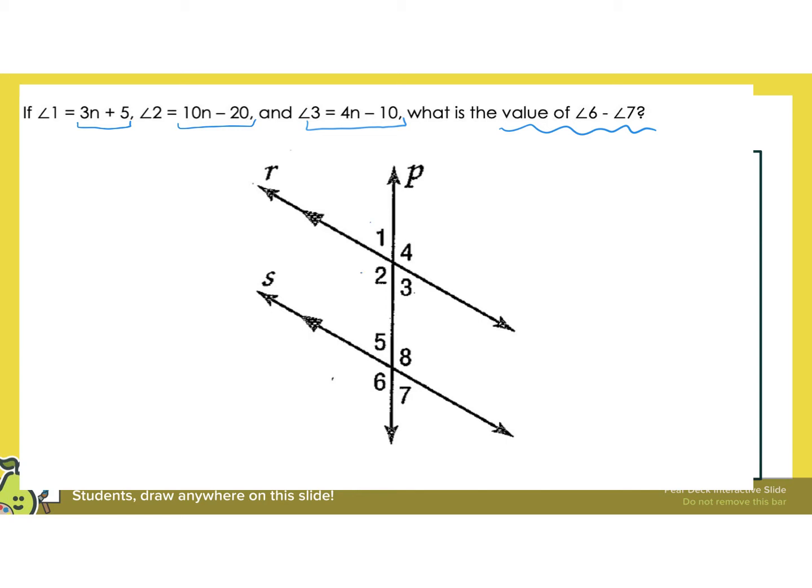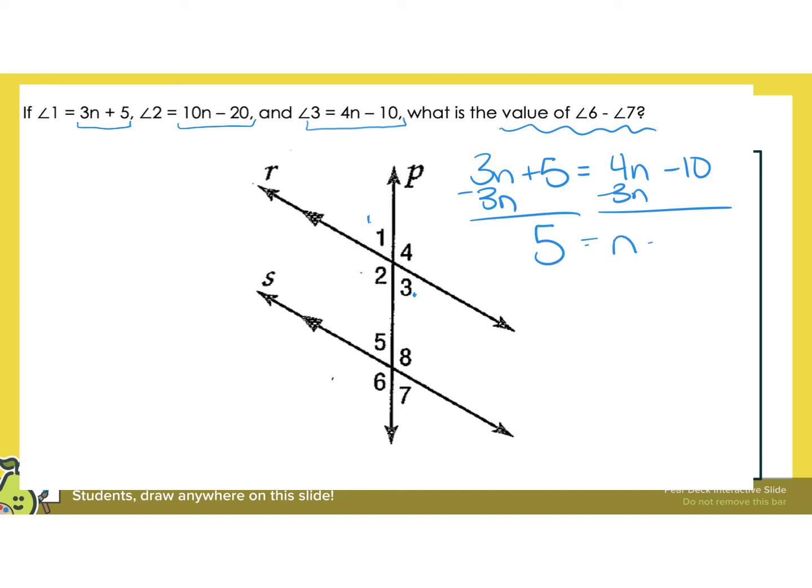I like to work with congruent angles, so I'm going to pick the vertical angles 1 and 3 and set them equal to each other. So this is angle 1. It equals angle 3. I need to get my variables on the same side. I'm going to choose the smaller one and get rid of it. So I have 5 equals n minus 10.